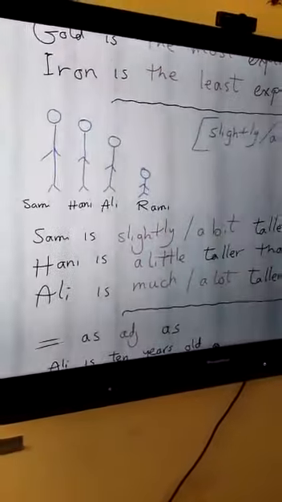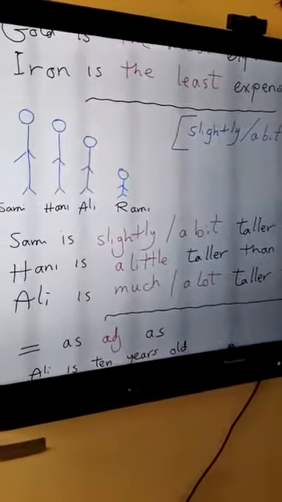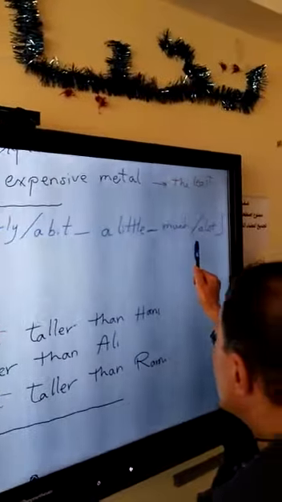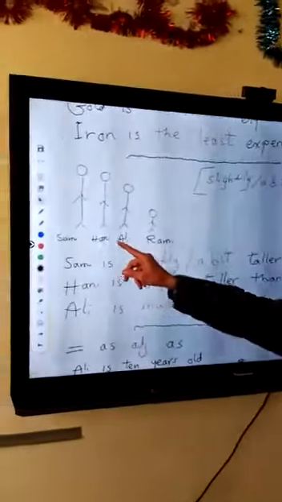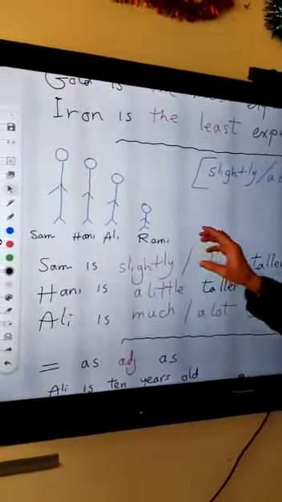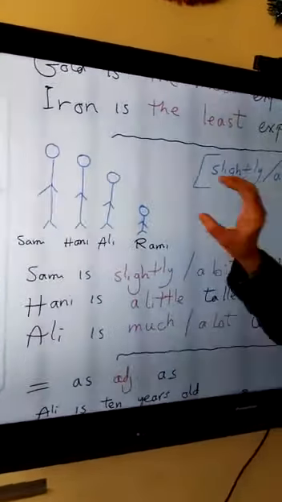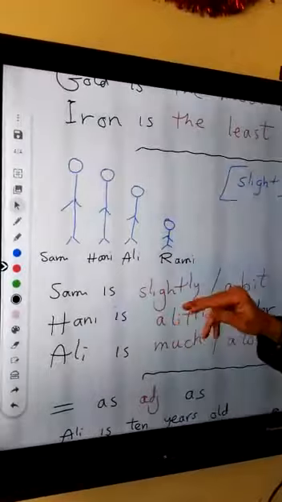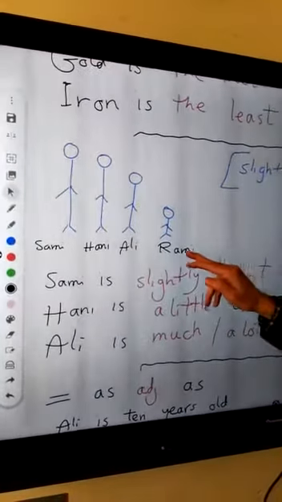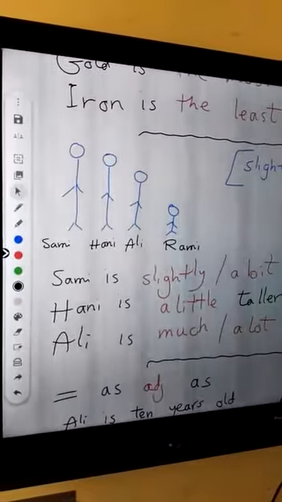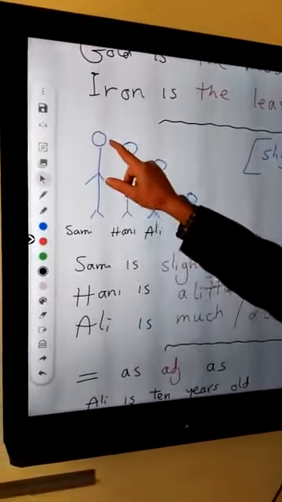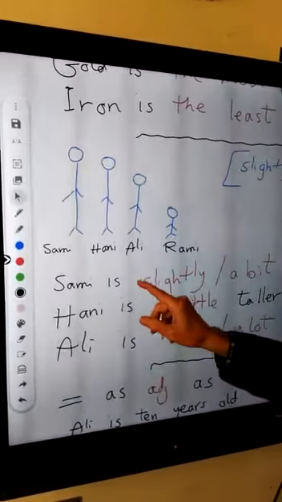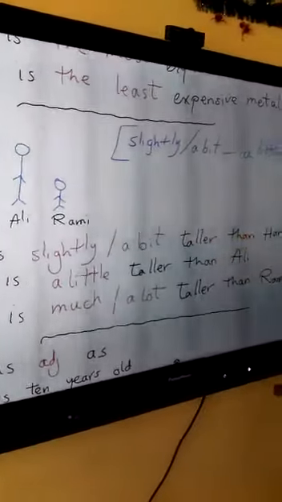Now we can use before the comparative degree these words: slightly, a bit, a little, much, and a lot. Look at these boys: Sammy, Hani, Ali, and Rami. Look at their height. Which one is the tallest? As we know, Hani. Which one is the shortest? As we see, Rami. But look here. If we compare Sammy with Hani, there is a small difference, a little difference. Sammy is slightly or a bit taller than Hani.